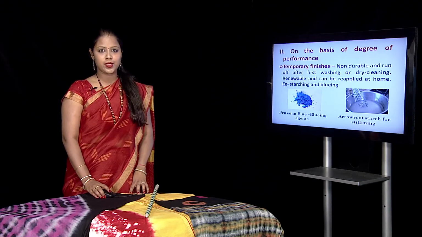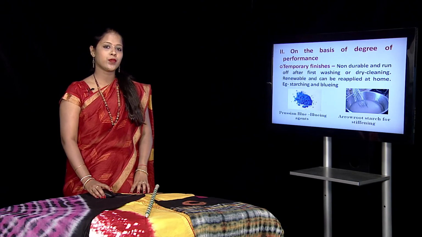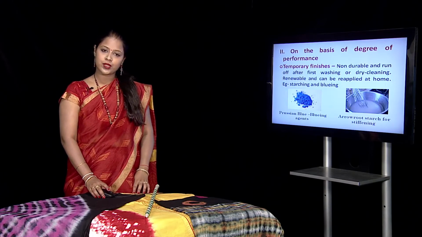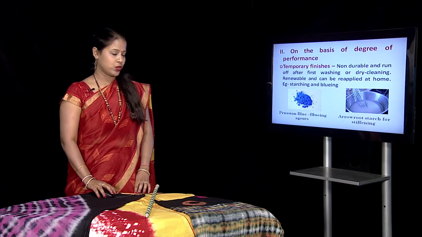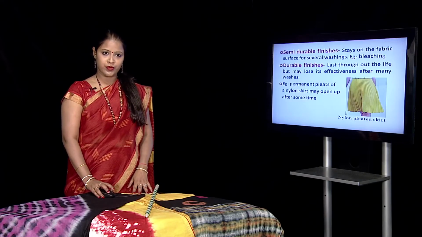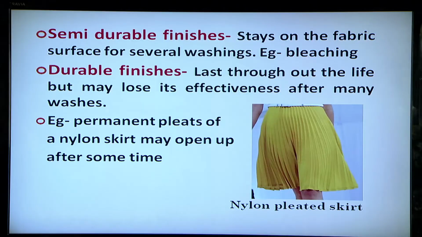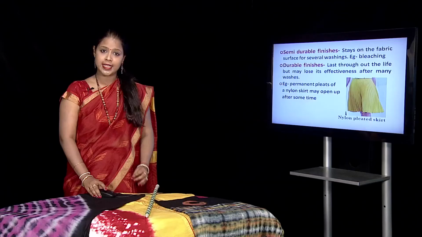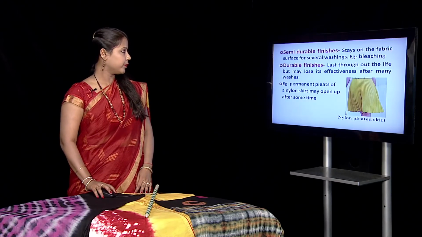Various kinds of bluing agent like robin blue, Prussian blue are used for bluing, and for starching arrowroot starch, potato starch can be used. Next are the semi-durable finish, which tends to stay on the fabric surface for several washing, example being bleaching, which has been discussed before. Next are the durable finishes, which last throughout the life of the fabric but may lose its effectiveness after some time. Example being the permanent pleats of a nylon skirt, which open up after some time. They are initially heat set, but with time they do open up.